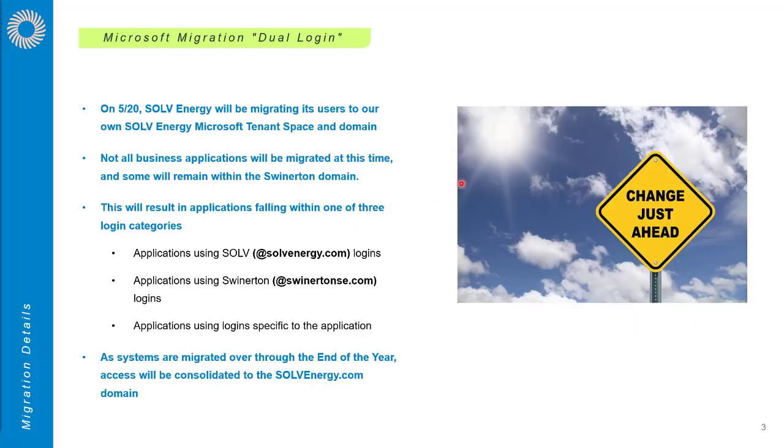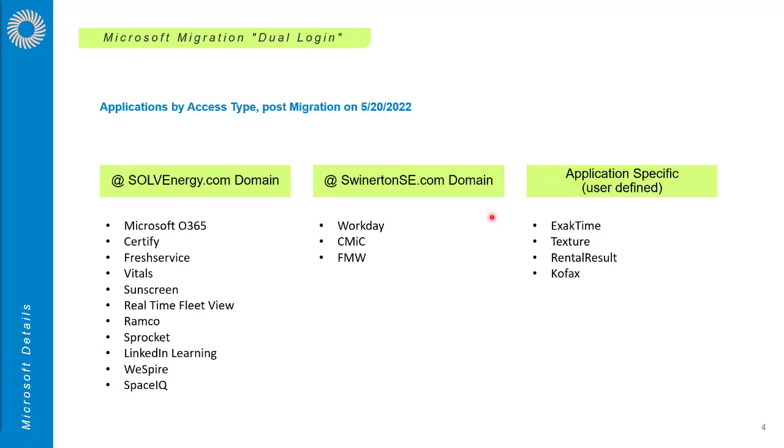Once we get to 5.20, this will be changing. We will be moving to our own tenant space, and this will cause a split in some of our applications, which I'll go into in a second. But this is a process that will be starting where some applications move over, some stay, and then some remain the same. So we'll have three buckets of applications and logins. And then throughout the year, applications will be moving over from Swinnerton's domain to SOLV. You can read this slide, but we're going to go over the next one in more detail.